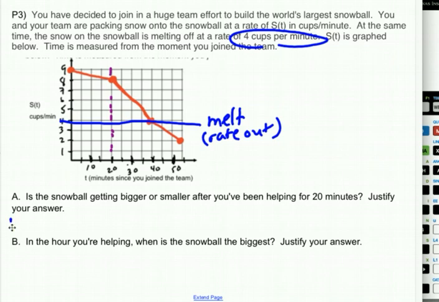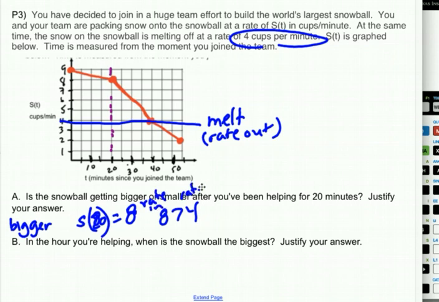So the answer is that it's getting bigger, because S of 20, my bad, S of 20 is 8, and 8 is bigger than 4. So you're packing faster than what's being lost. Essentially what we're saying is the rate in is bigger than the rate out. So it's getting bigger, and the reason it's getting bigger is because S of 20 is bigger than 4. That's your reasoning.